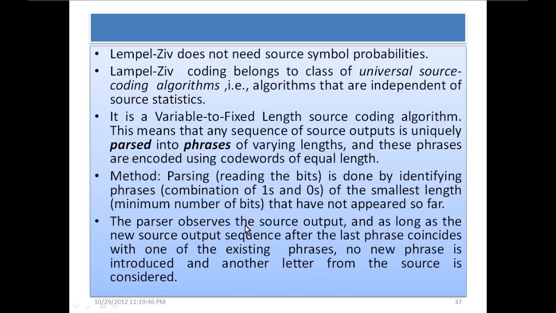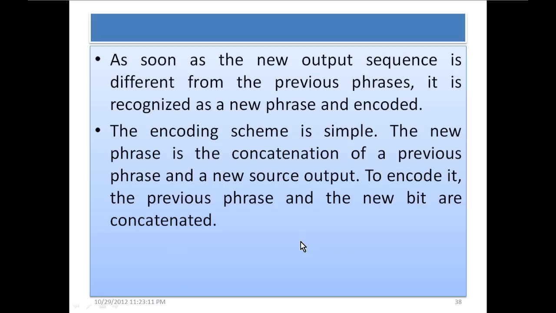The parser observes the source output, and as long as the new source output sequence after the last phrase coincides with one of the existing phrases, no new phrase is introduced and another letter from the source is considered. As soon as the new output sequence is different from the previous phrases, it is recognized as a new phrase and encoded. The encoding scheme is simple. The new phrase is the concatenation of a previous phrase and a new source output. To encode it, the previous phrase and the new bit are concatenated. Maybe it is not very clear in words, but when we go through an example, all these steps will become clear.